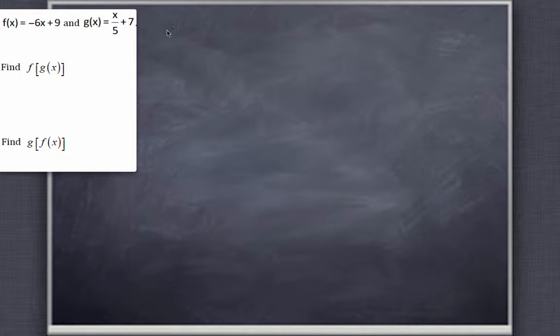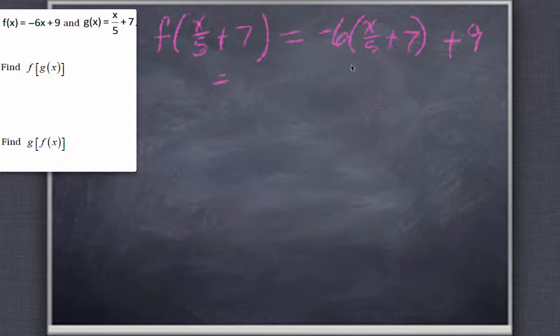I'll show you. Okay, so the first one, I'll do one way. So I'm going to say that's f of x over 5 plus 7. So I'm substituting for g of x right here. And then whatever's in this parentheses, you go negative 6 times the thing in the parentheses plus 9. So the thing in the parentheses was x over 5 plus 7. So we get negative 6 over 5x minus 42 plus 9.